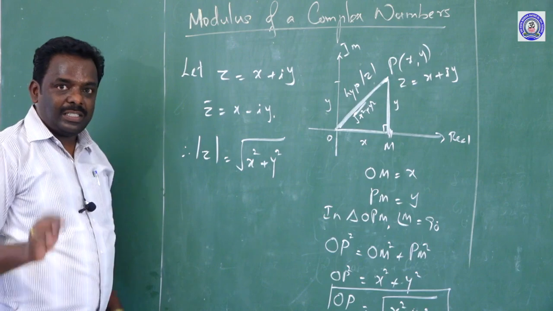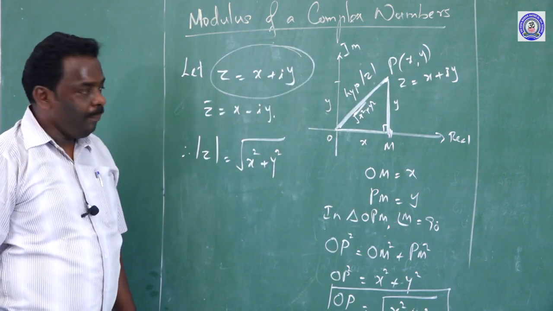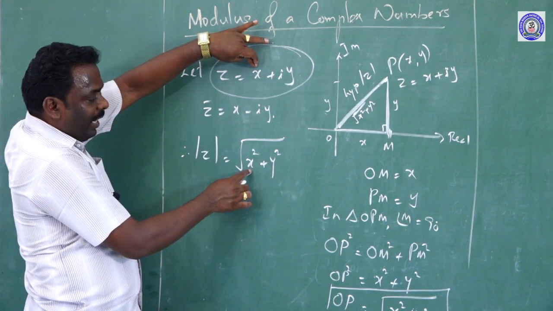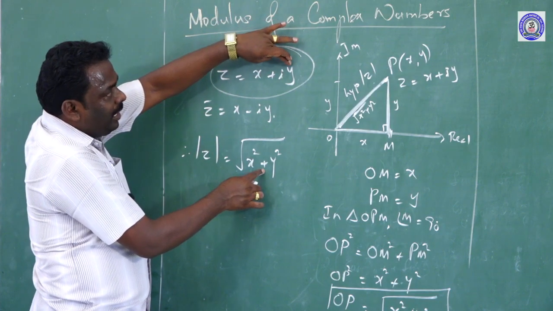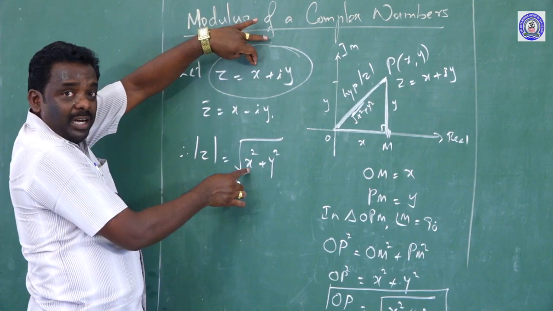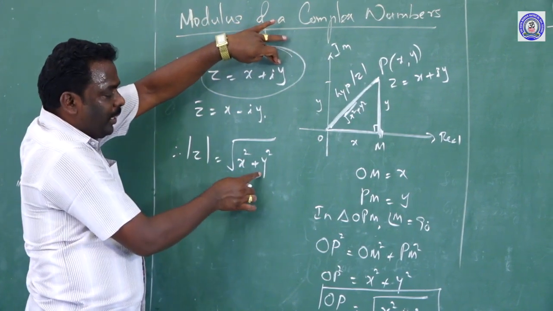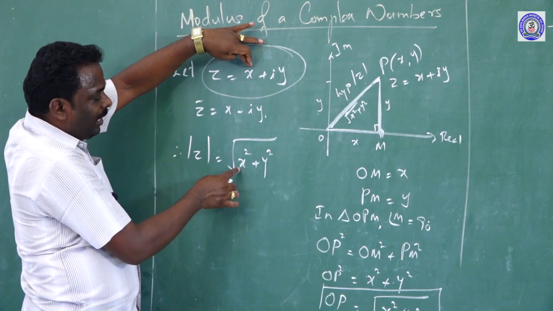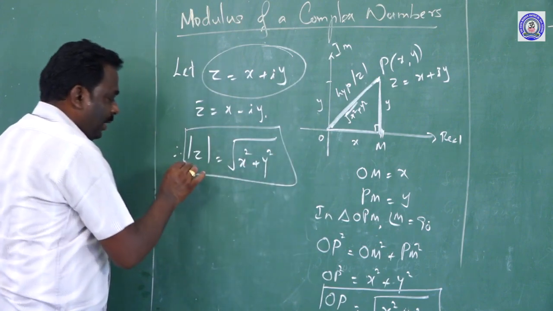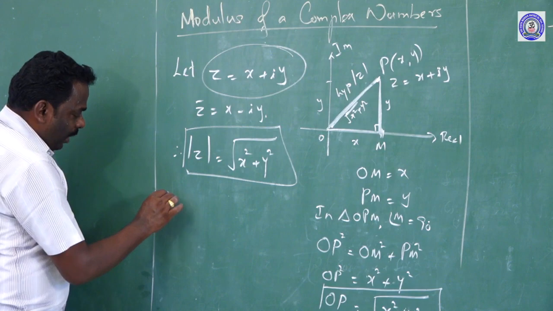For simple understanding, we can take a complex number z equal to x plus iy. The modulus of z is equal to the square root of the real term square plus the coefficient of the imaginary term square, that is x square plus y square. So the square root of the real term square plus the imaginary term square is called the modulus of z. Understand?